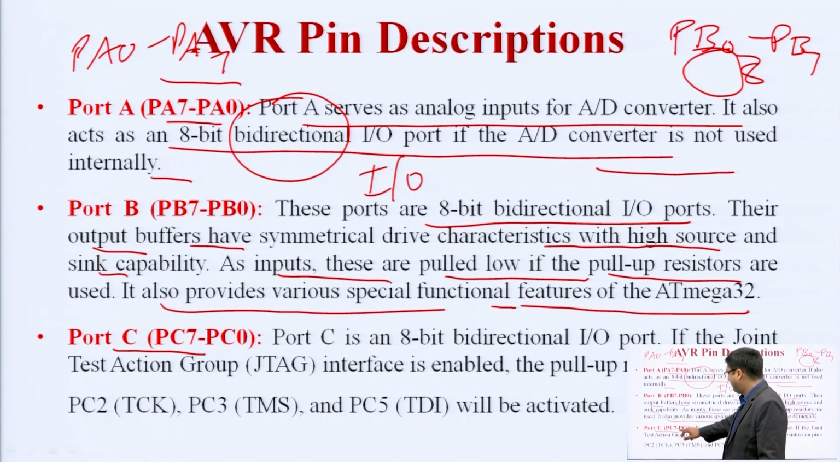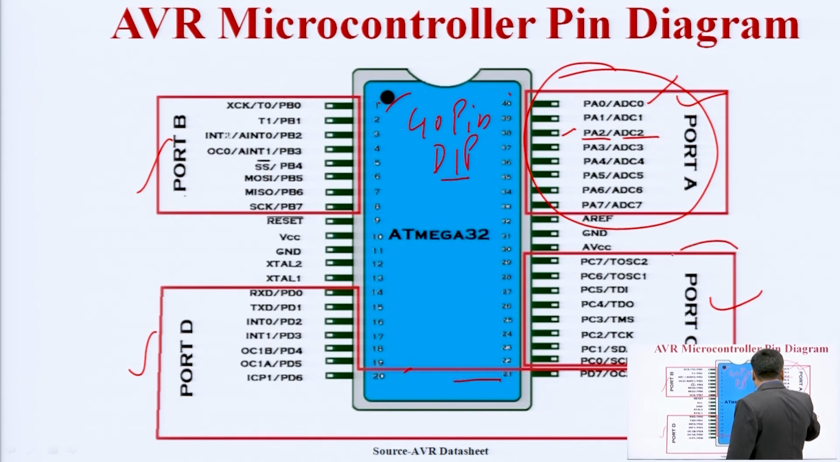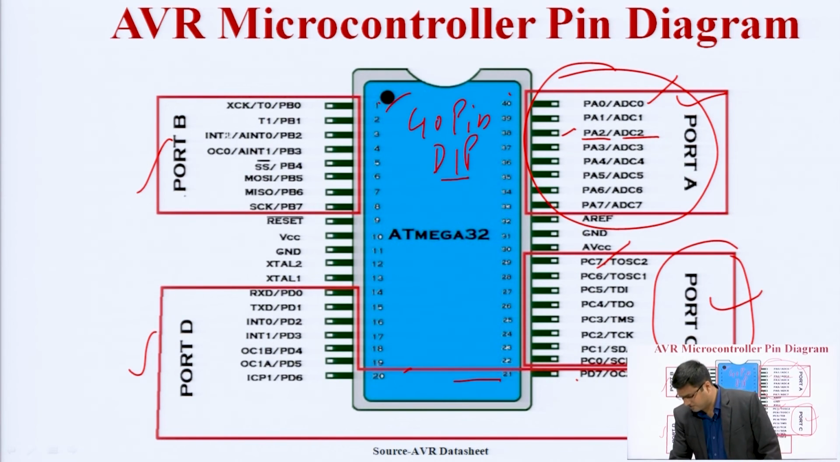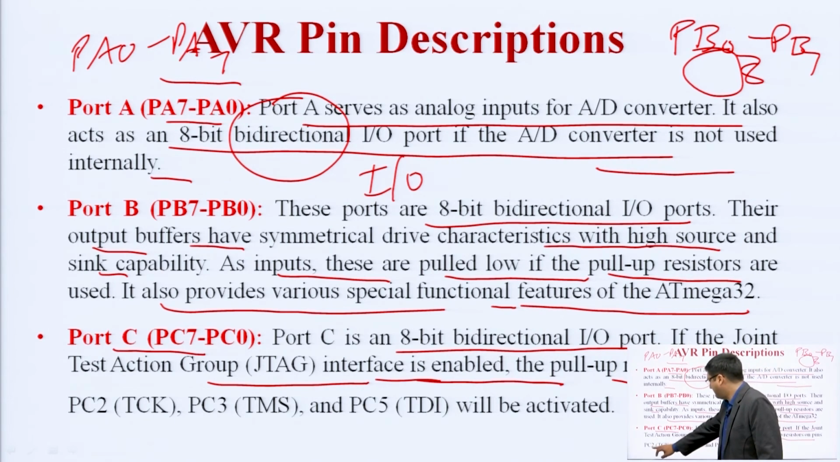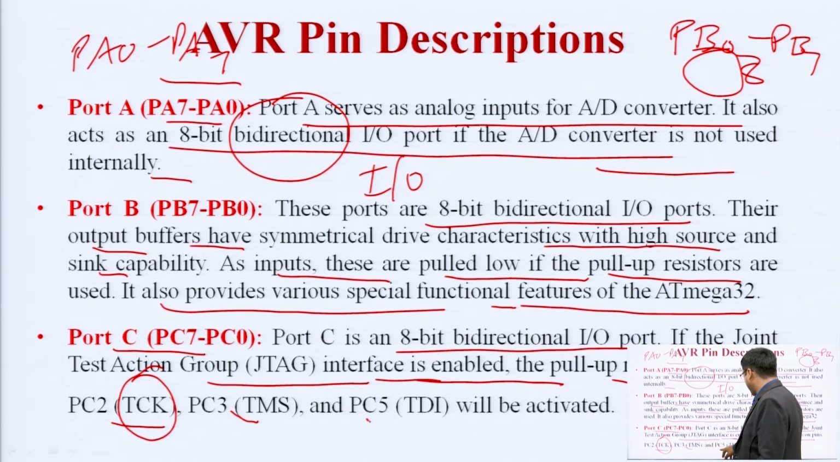Port C varies from PC0 to PC7. It has some other functions as well. Port C is an 8-bit bidirectional input output port. If the JTAG interface is enabled, the pull-up resistors on pins PC2 (TCK), PC3 (TMS), and PC5 (TDI) will be activated. There are some other functions as well, in addition to input output.